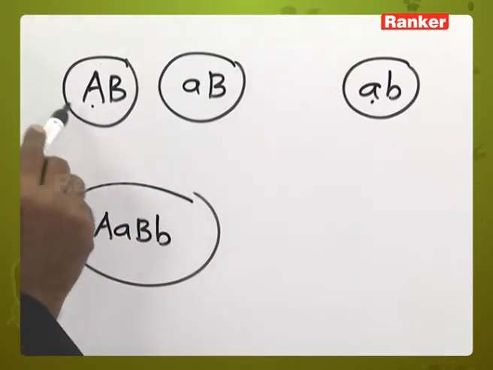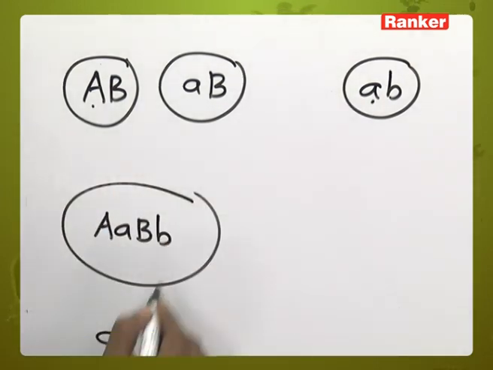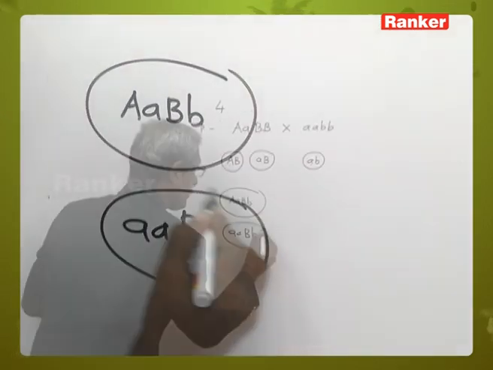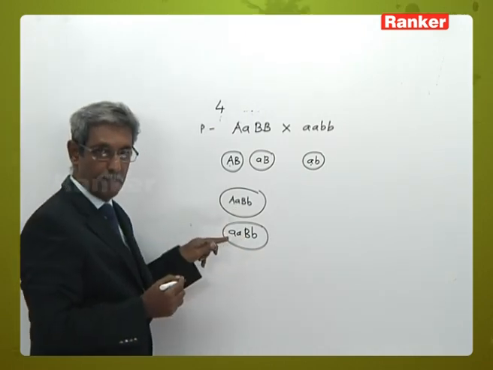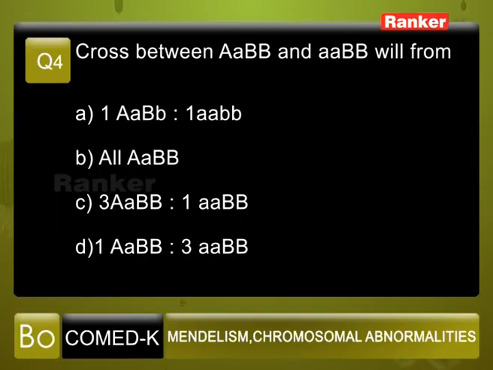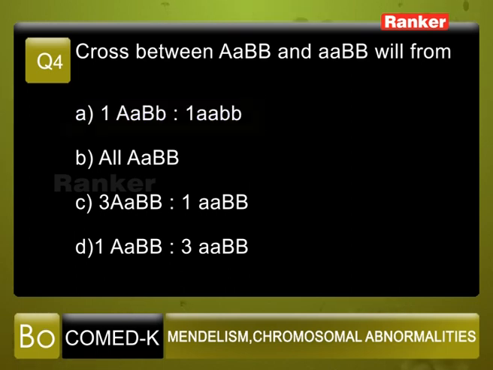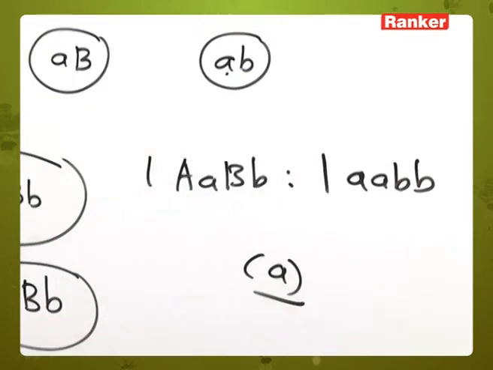One of the gametes is capital A, capital B and small b. Another of the gametes is small a, capital B and small b. These are the two important gametes which get formed over here. Thereby, the right answer is choice A: 1 capital A, capital B and small b is to 1 small a a and small b b. This is with relation to the fourth question, and the right answer is A.